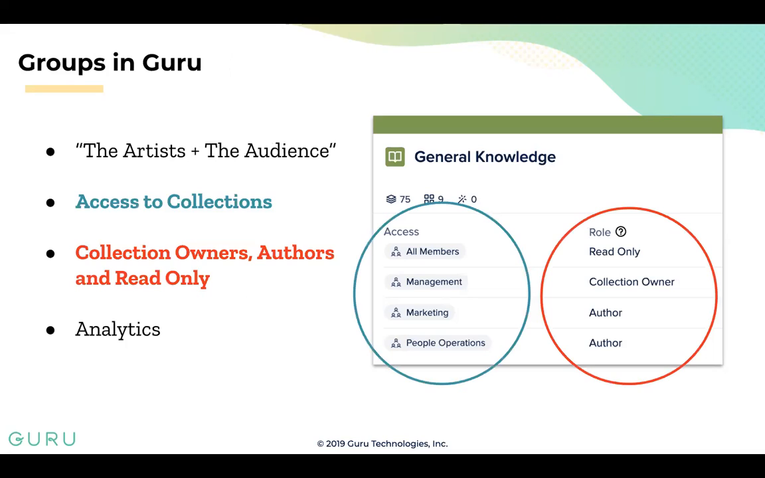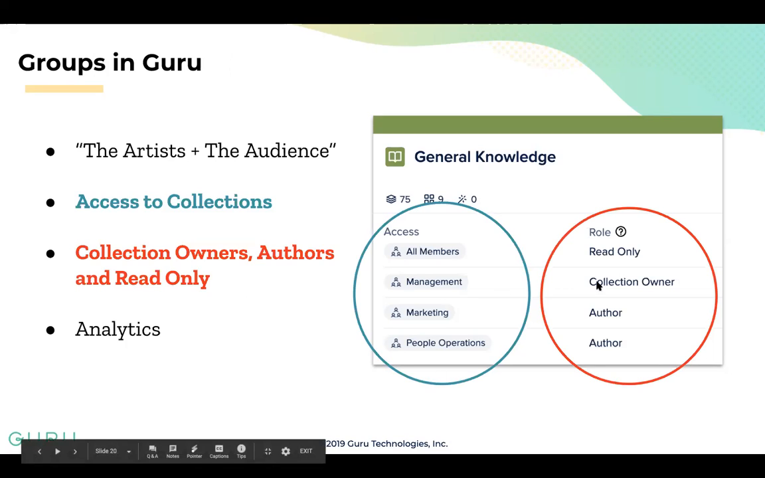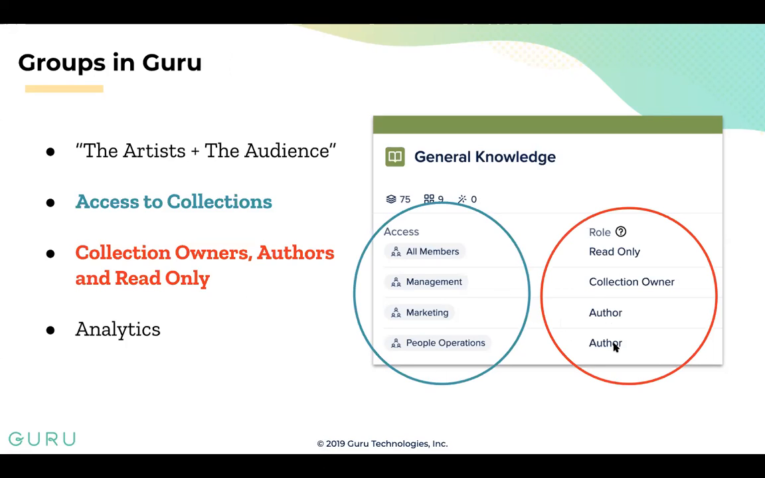Just like we were talking earlier about the collection as the concert or the music festival, think about groups as the artist versus the audience. Both of these groups get to access the concert, but some people are the performers and some people are just there to enjoy the show. Basically, those who are the performers are the ones who are going to be able to author content and really create that experience. And those who are the attendees are really the consumers, the people who are just receiving that knowledge.